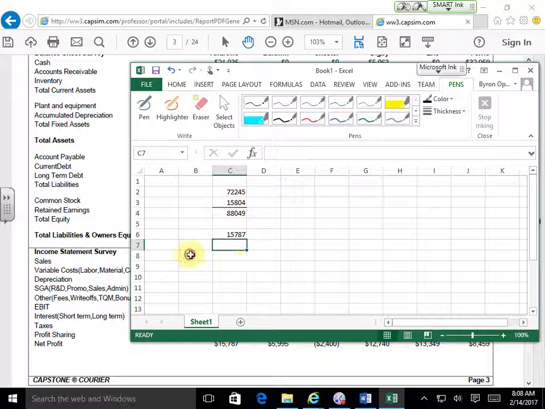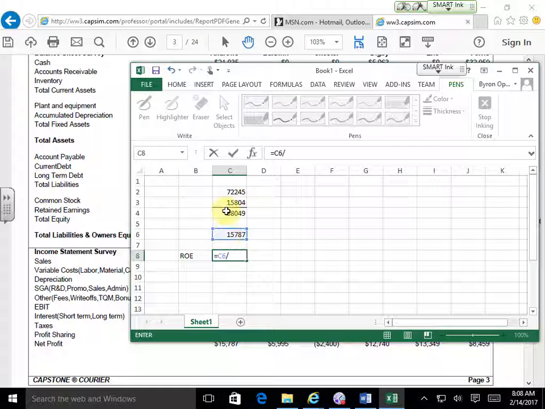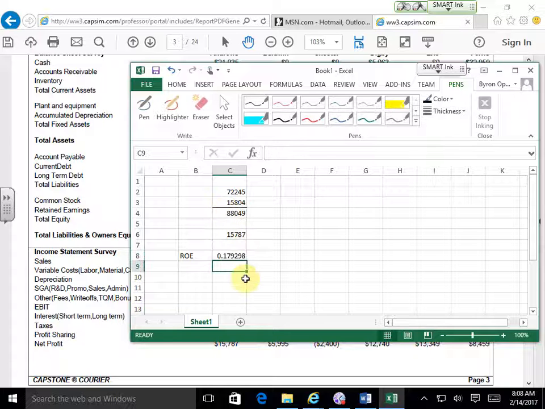So to figure out their ROE, simply equal to the 15,787 divided by what that equity would have been, and I come up with a 17.9. Okay, that should be lower than what they actually showed, right? And we'll go back and check that, make sure I did this right.